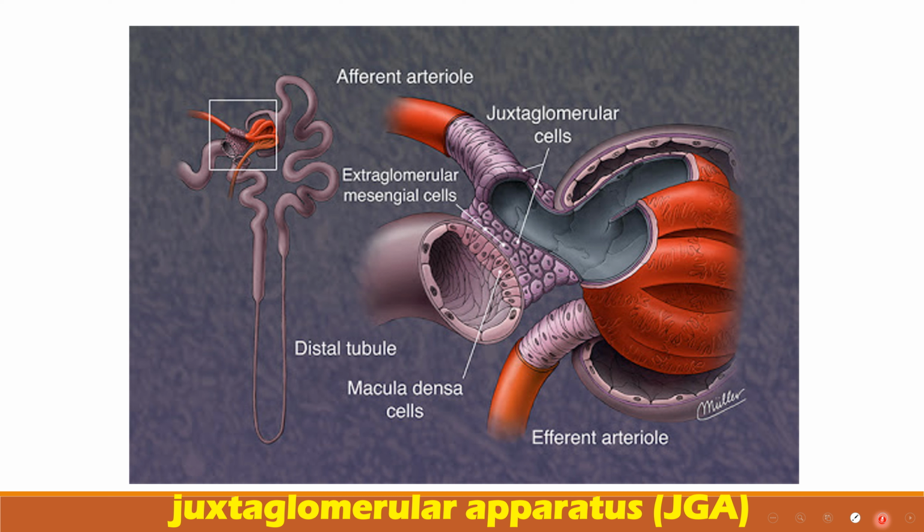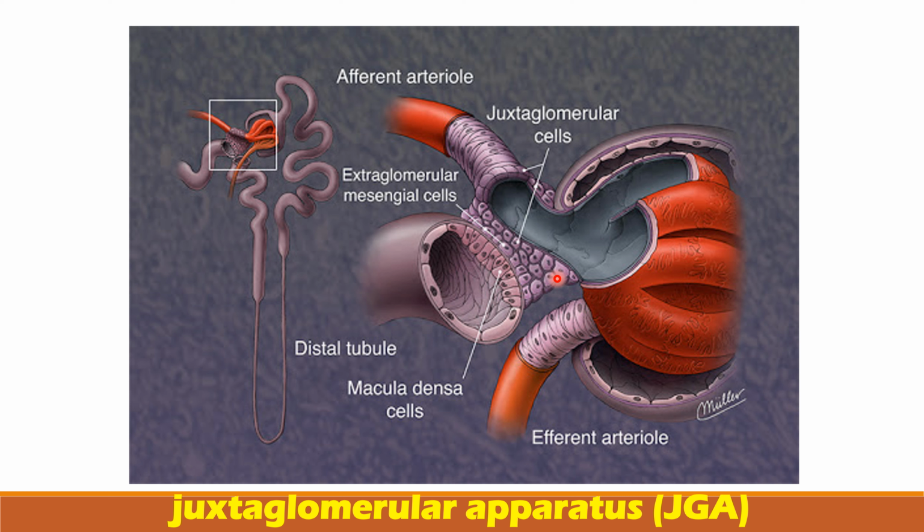Here is the juxtaglomerular apparatus. Juxta in Latin means near, and as you see, this is the glomerulus and this is the juxtaglomerular apparatus. Therefore, it is the apparatus which is near the glomerulus. As I mentioned, this structure is present in the wall of afferent arterioles and also in the wall of the distal convoluted tubules.